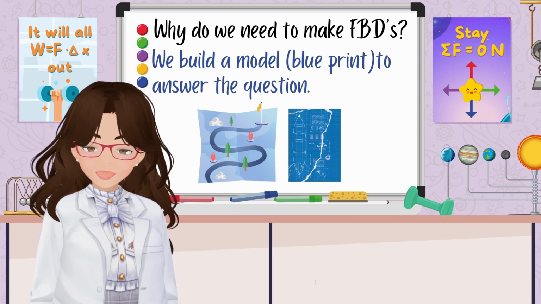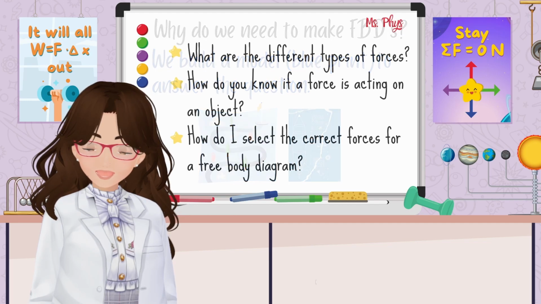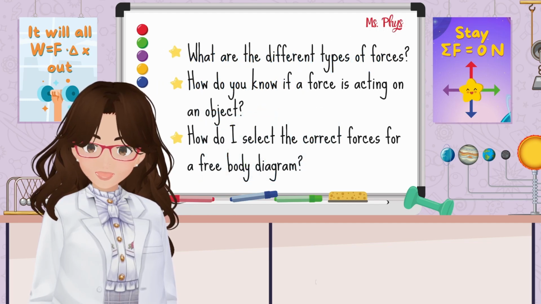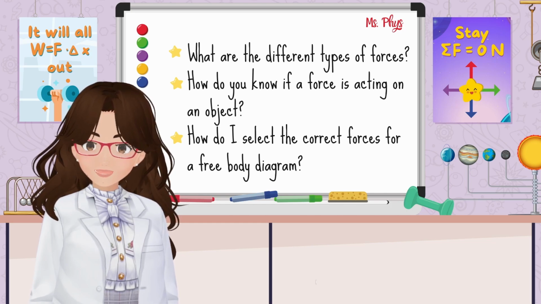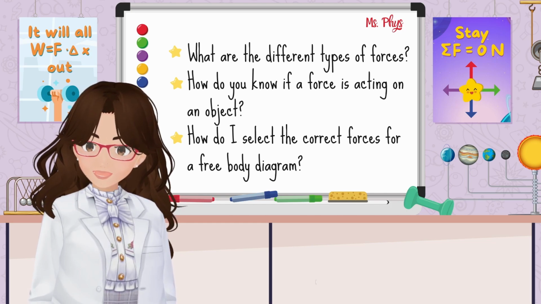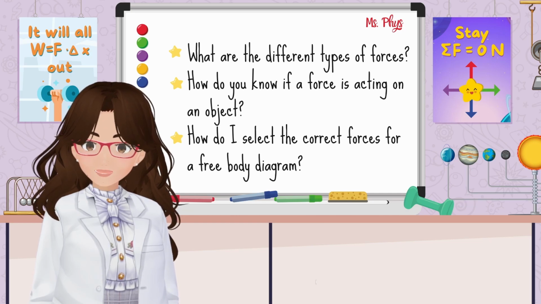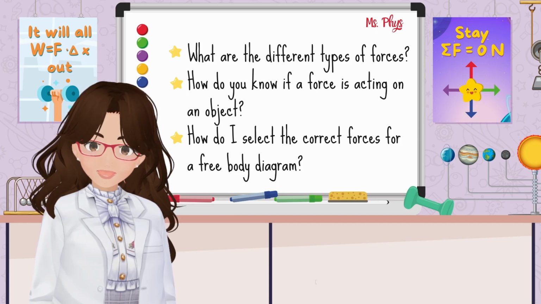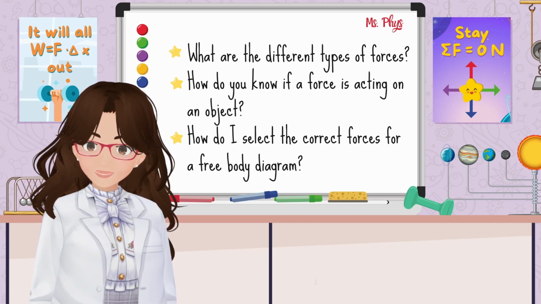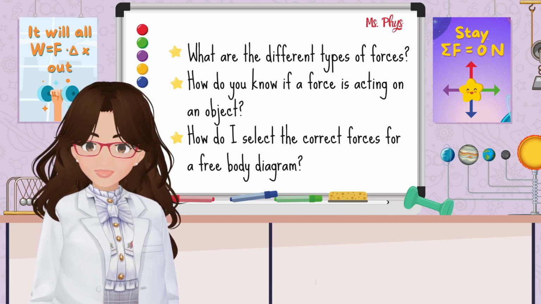So let's go ahead and talk about what are the steps that we can take to make sure that we're drawing good free body diagrams. So today we're going to talk about what are the different types of forces, how do you know if a force is acting on an object, and how do I select the correct forces for a free body diagram. This video is going to be set up so you see each of the types of forces. I'm going to talk about what it is, how it's present, and how you draw it on a free body diagram. So feel free to skip to the timestamp for the force that's important for you, or go ahead and watch the whole thing as a great review. Let's go ahead and get started.